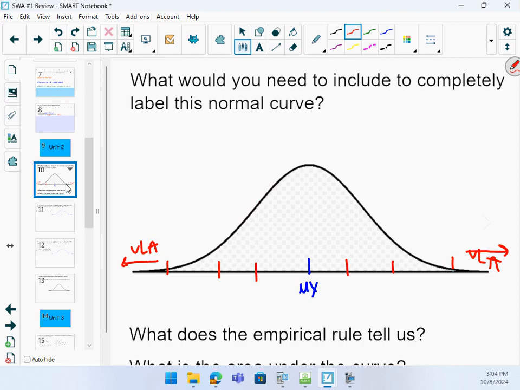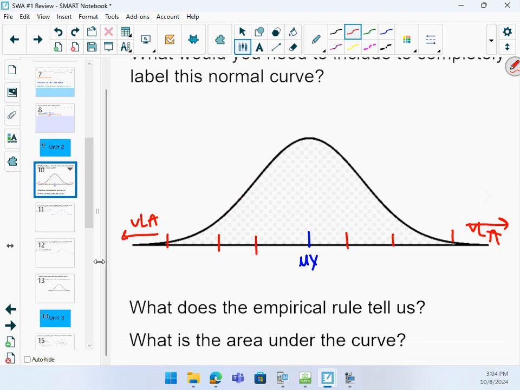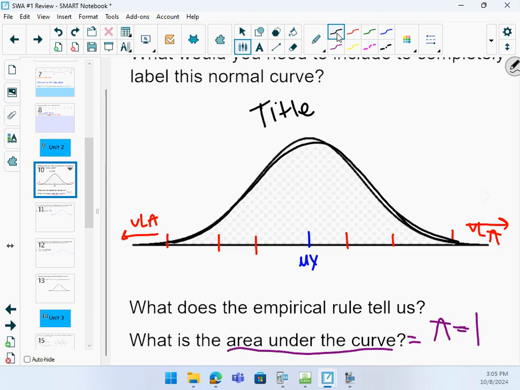So another question I would have for you is, how much area is underneath the curve? Or how much percent of the data is under the curve? And the area under the curve is always equal to 1. Okay? Another thing, depending on the context of the problem, if they were asking you to solve for something, not only would you want to label your curve like you already have, but you would probably want to put a title, because what this curve is representing is some sort of population with a whole bunch of data underneath of it.